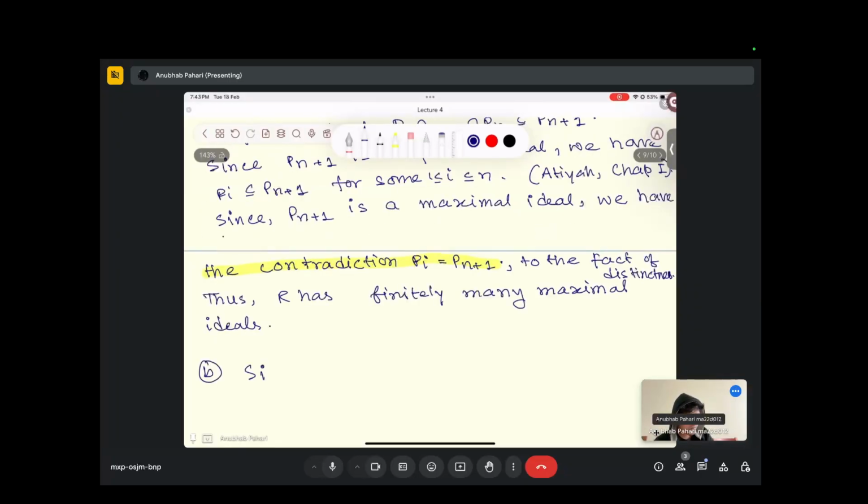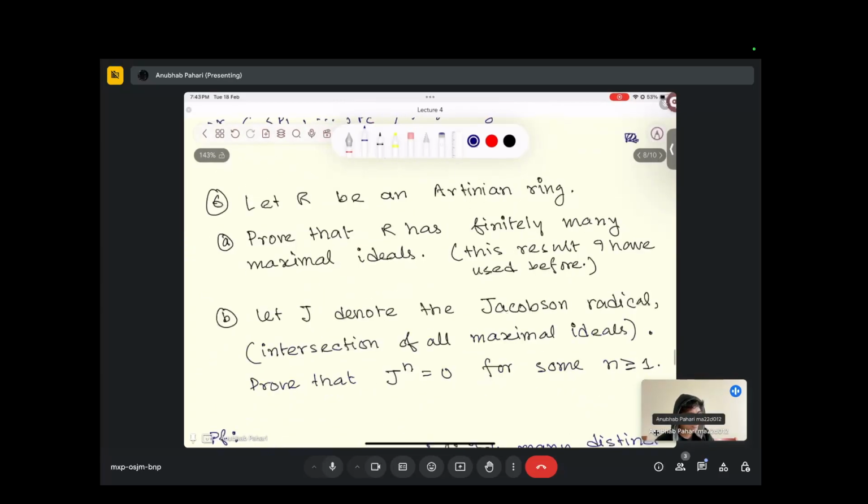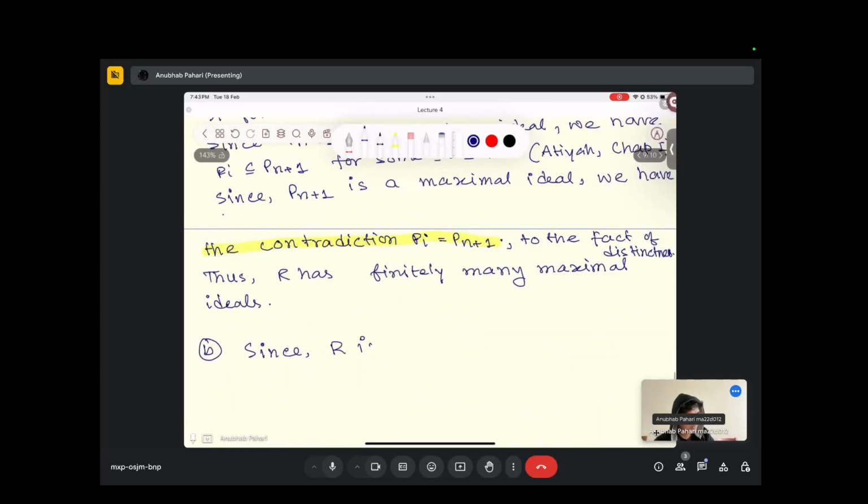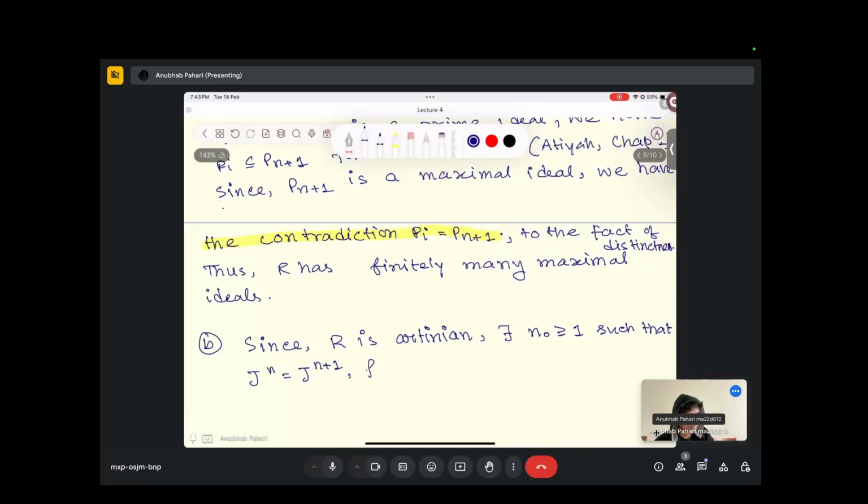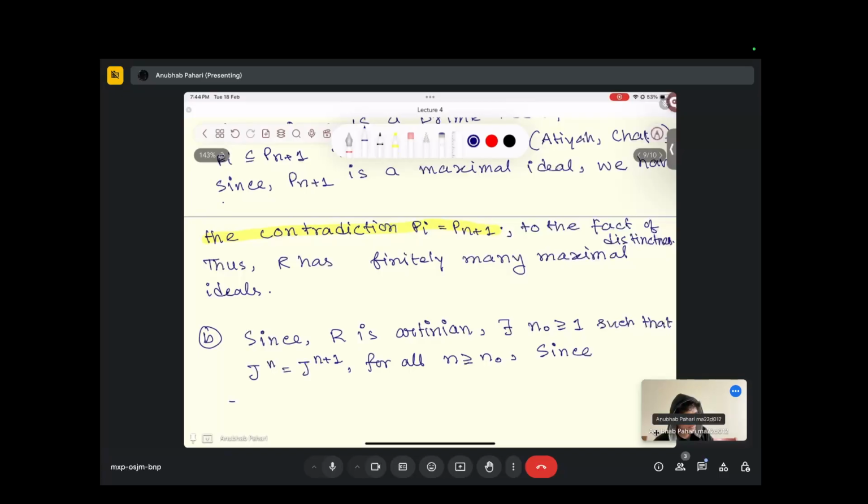Now since R is Artinian, there exists n0 greater than or equal to 1 such that J^n equals J^(n+1), where J is your Jacobson radical, for all n greater than or equal to n0. Now J is contained in J square, J cube, like this, right?